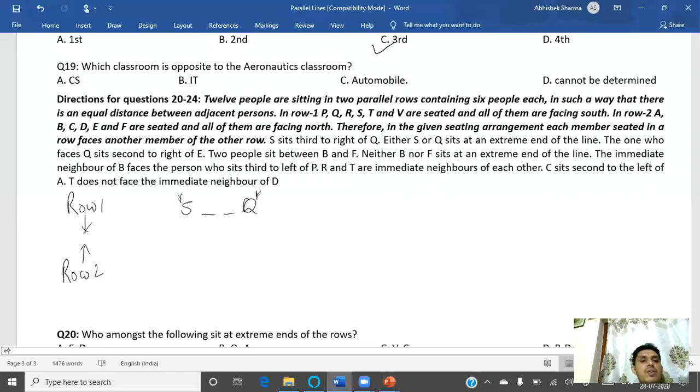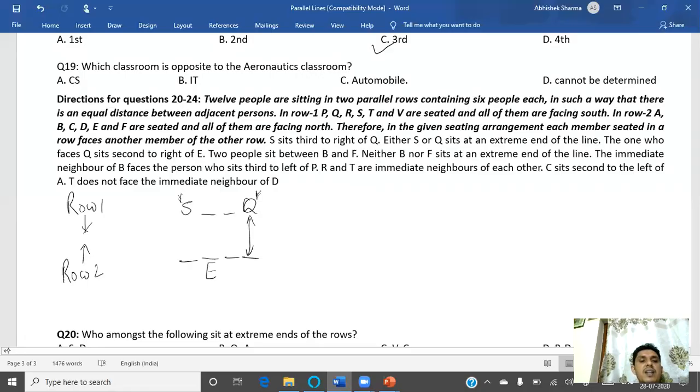Okay, the one who faces Q sits second to the right of E. So whoever is the person facing Q will be sitting second to the right of E. So we can place E here. Thereafter, 2 people sit between B and F.